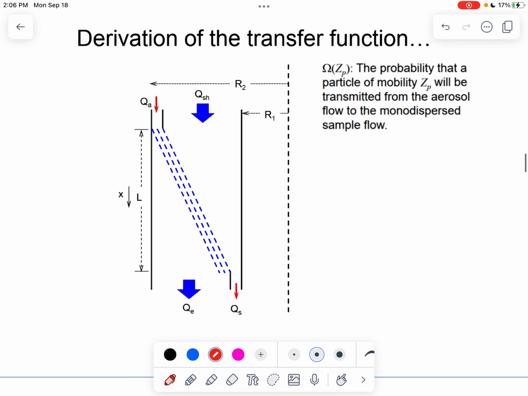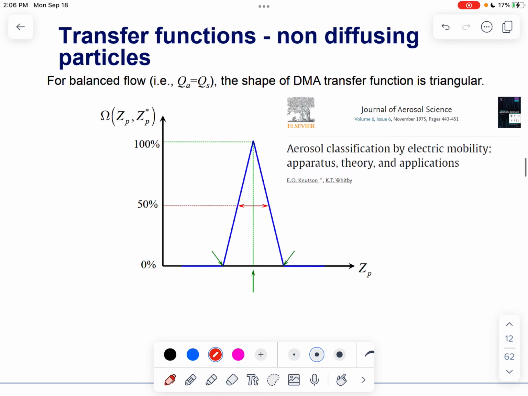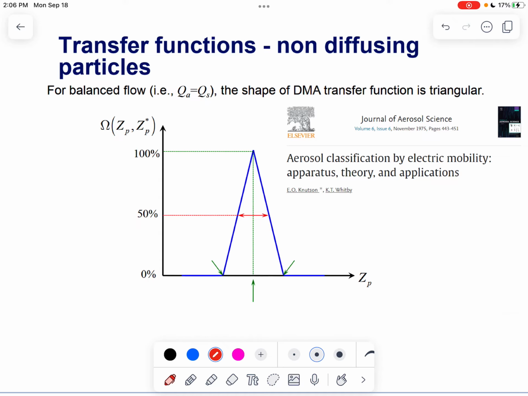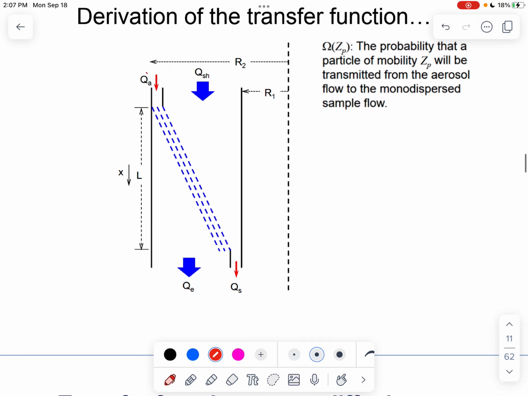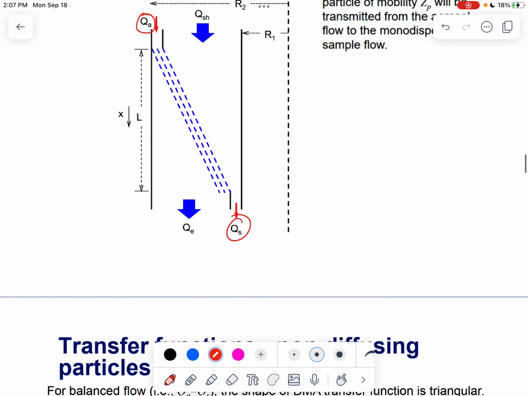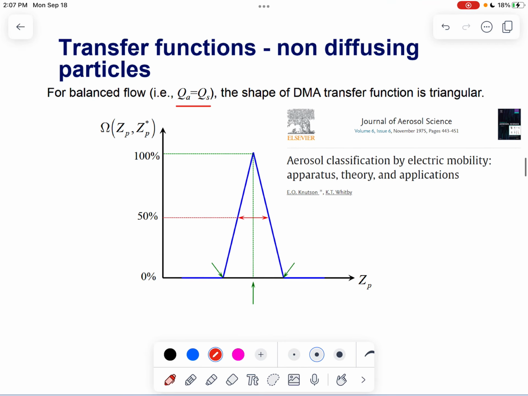Okay, so it turns out that this transfer function here has a triangular shaped transfer function. So it has a triangular shaped transfer function only when QA equals QS, which means that the inlet flow rate of the aerosol equals the sample flow rate that's going to the CPC, right? So when the SMPS is under this recirculation of the sheath flow rate, okay?